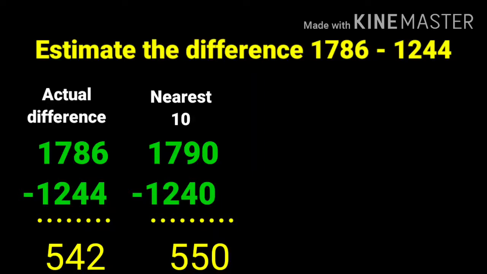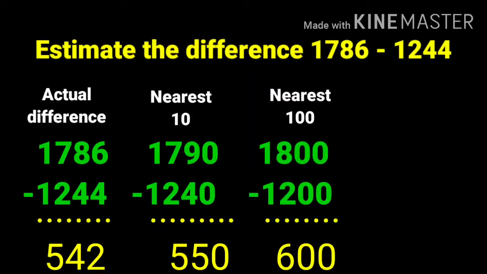So we have to subtract 1790 minus 1240. See, the ones places match, the tens places also match, the hundreds places also match, and the thousands places also match. So what should be added to 0 to get 0? That is 0. What should be added to 4 to get 9? That is 5. Now what should be added to 2 to get 7? That is 5. And 1 minus 1 is 0. So the final answer is 550.